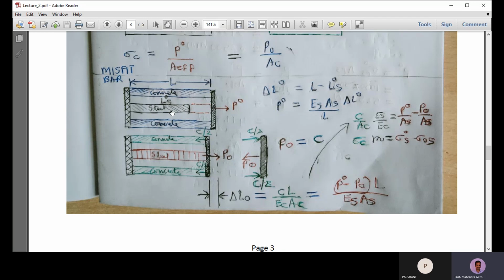The length of the steel rod is L0S, which is slightly less than the length of the concrete rod. These are two rigid plates, and these bars are held in between those two rigid plates. We can apply a load P naught by hydraulic jack, extend this bar and attach it to this rigid plate. After attaching it to the rigid plate, the system will be independent of any external force.